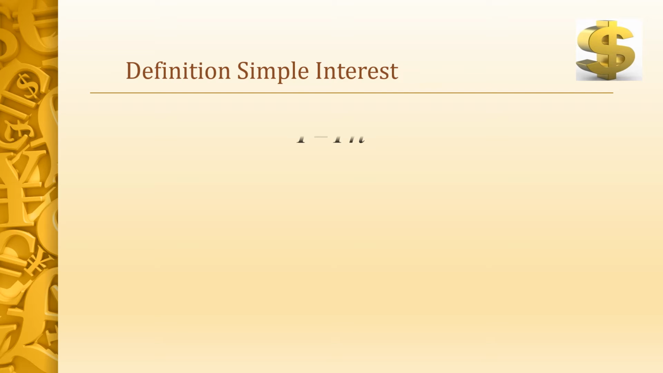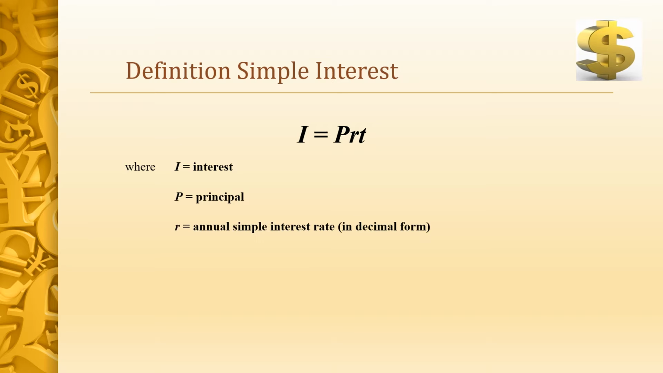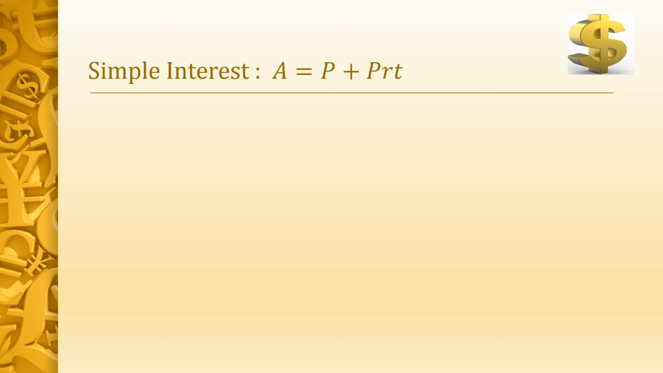The definition of simple interest is I equals PRT, where I is the interest, P is the principal, and R is the simple interest rate, usually given in decimals. T is time in years. In simple interest, the total amount is the principal plus the interest, so it is P plus PRT.